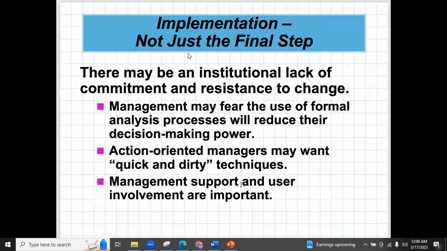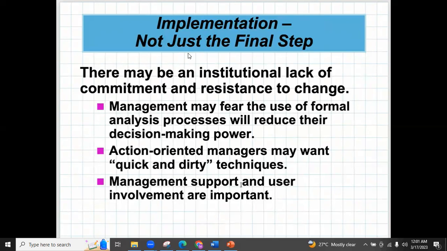So implementation is not just the final step. You think that when you implement it, you're done. No, you've got to make sure that you've got a continuous improvement mentality and maybe even a formal review process involved. Because models need tweaking and they need constant continuous improvement. What if you start using it and you can find a better way? Because you're kind of always looking at it and kind of always wondering and questioning.